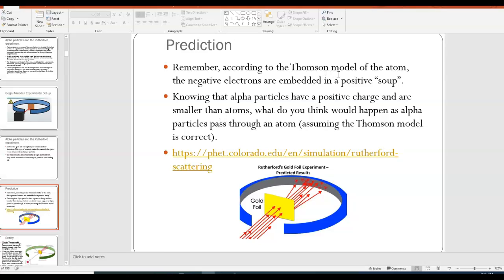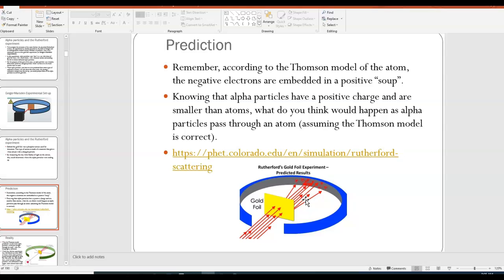Remember, in the Thomson model of the atom that they're testing, the negatively charged electrons are embedded in a positive soup. Okay, something to carry that positive charge. Now electrons are known to be very, very small. Alpha particles were known to have a positive charge and be much bigger than electrons. And so they made a prediction, because that's how science works: you design an experiment, you make a prediction. If you assume the Thomson model is correct, here's what their prediction said.